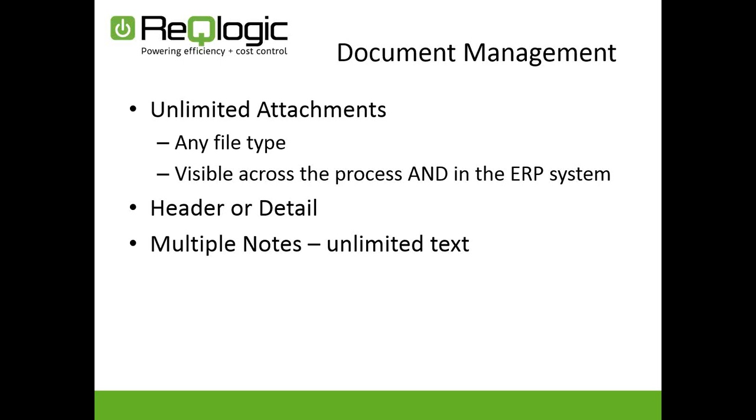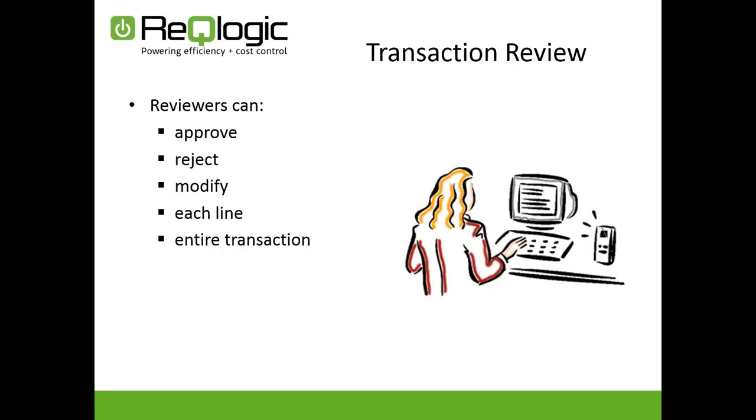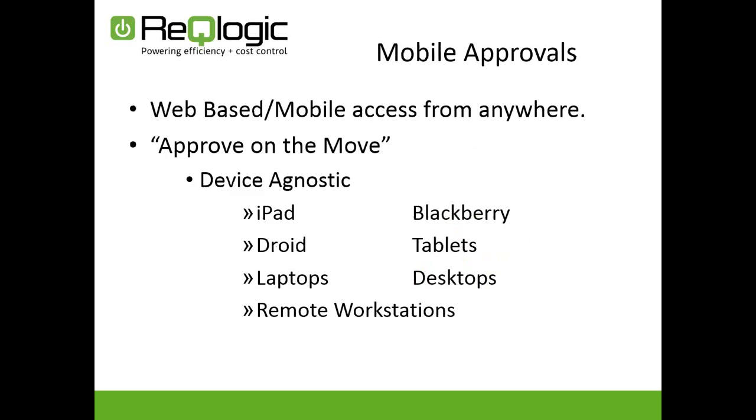And more importantly, at the end of the process, when it does push into Dynamics, that document is available to my accounting personnel as well. So now AP or accounting or purchasing can see the same documents, invoices, expense receipts, whatever, that went in through the process in the accounting system. Everybody's looking at the same thing. I've also got multiple places for notes with unlimited text, so I can capture justifications as we go through. We talked about that already. Let's kind of show that as we go.